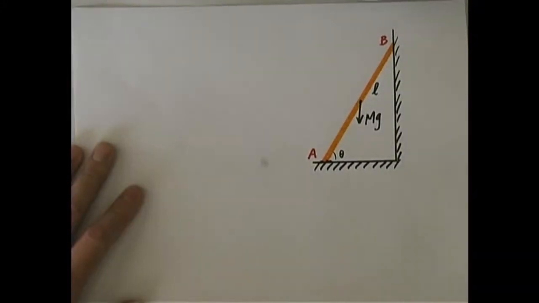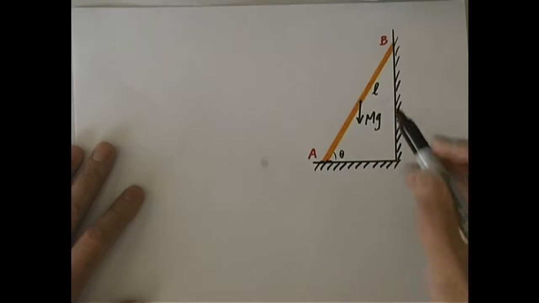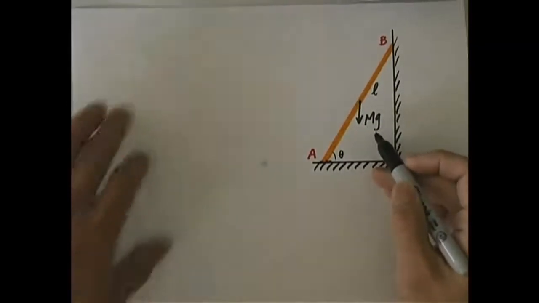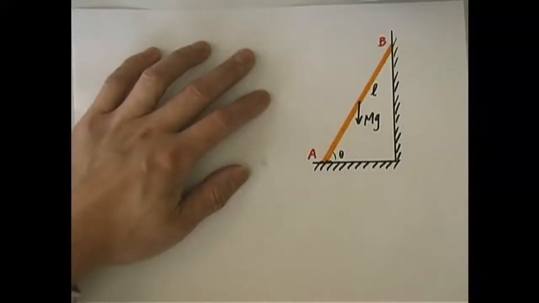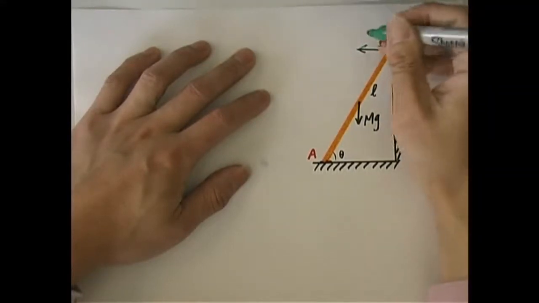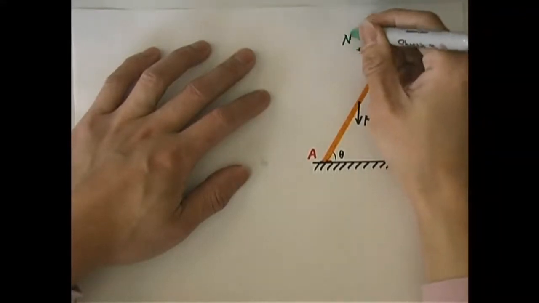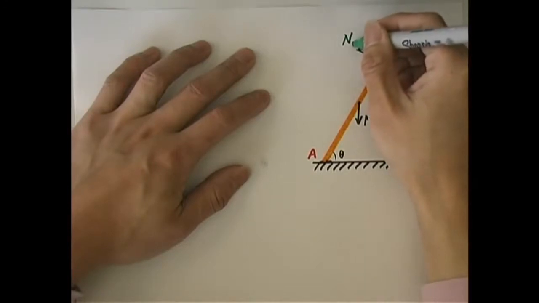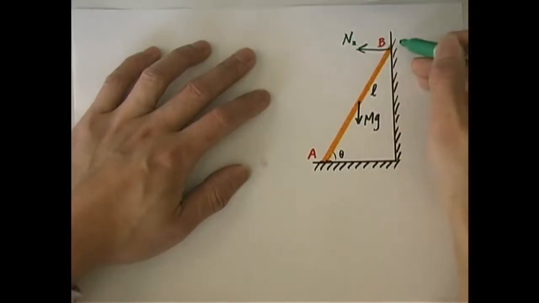We begin by identifying all the forces on the ladder. This is mg. There's another force, a normal force here, right? Let's call it N2. It's normal to the surface of the wall. There is no friction here, so there is no force along the wall.